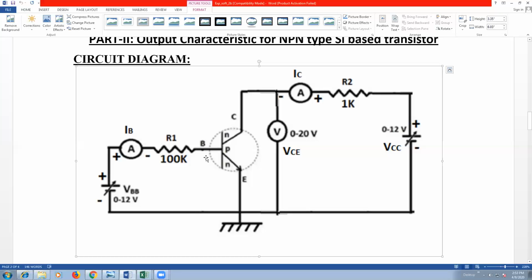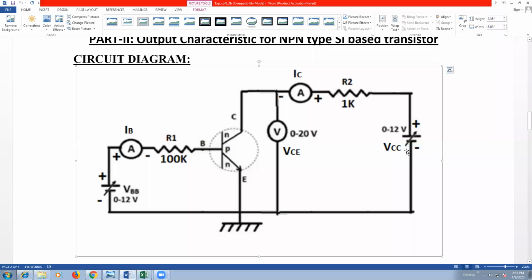For the output characteristic, we don't need any voltage between the base and emitter, so it is not necessary to connect any voltmeter between base and emitter. The ammeter connected in series with the base measures IB, the current which passes through the base.